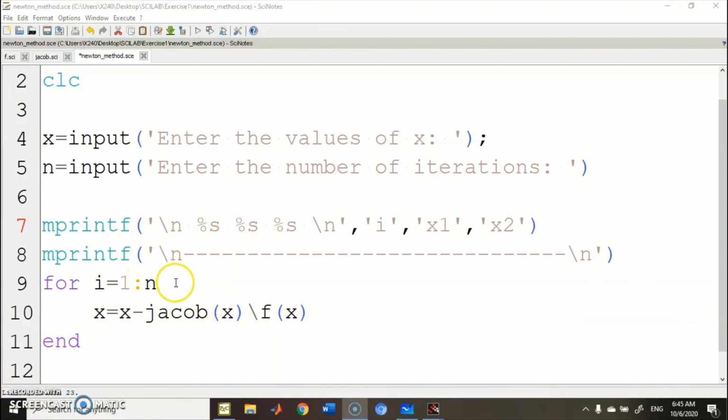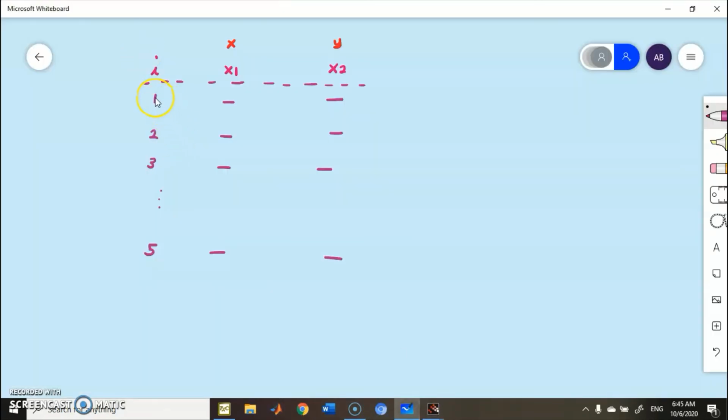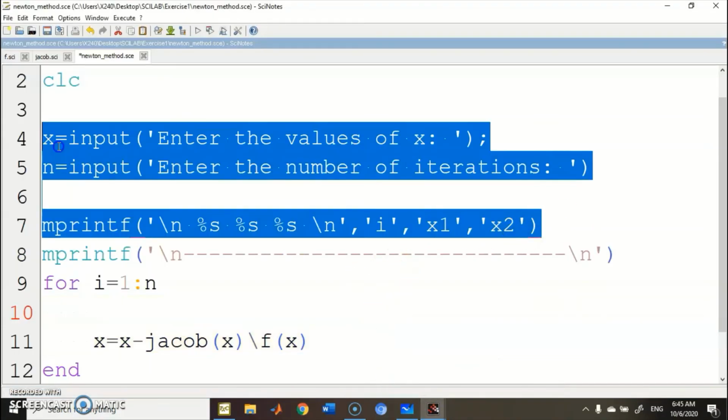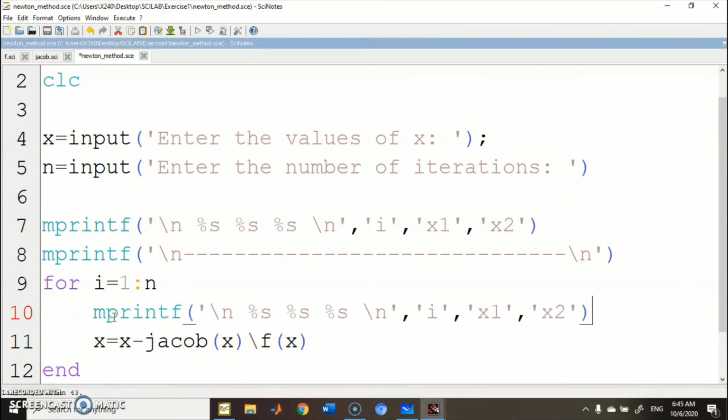Okay, and then to have the output, the next column here, you want to display all this result, right? So what you do, you have another printf. I'm just going to copy this, put it right here. Okay, now this one is the iteration I here that I want to display. This is the first column of x1. This is my second column, x2.